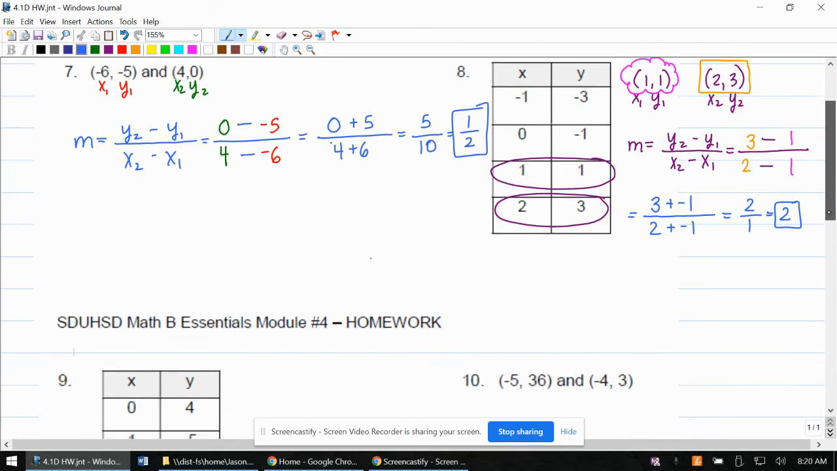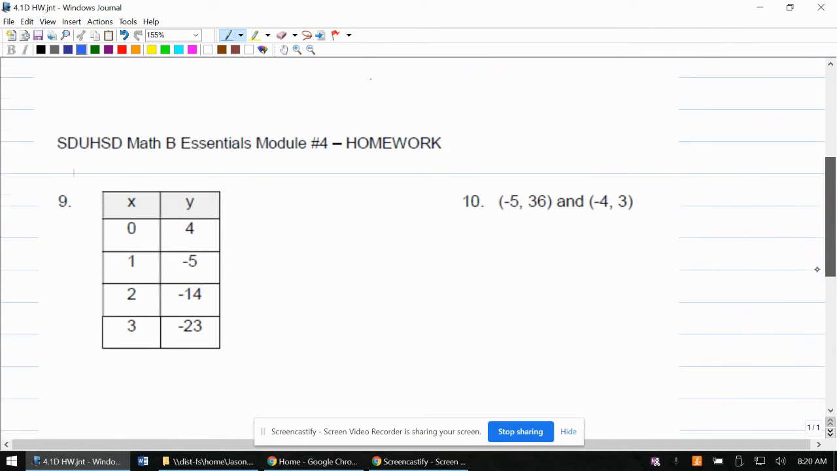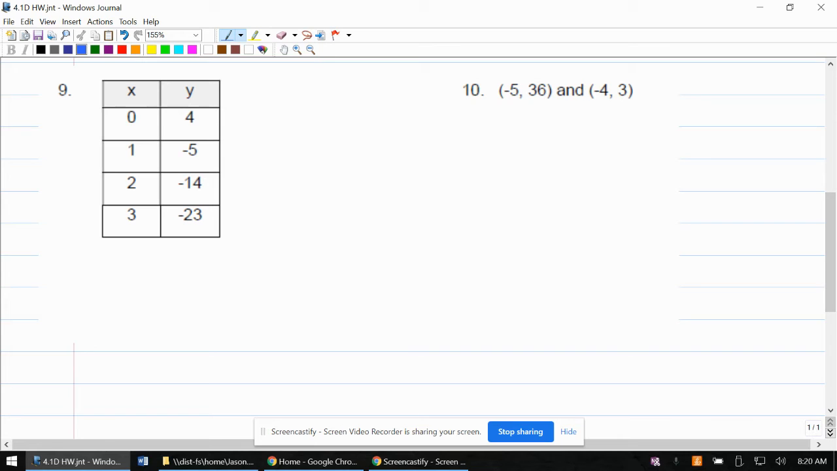We get a good side-by-side comparison on 7 and 8. Again, feel free to pause the video, but we're going to go on to 9 and 10 if you're ready. With the table, we're going to pick 2 points. We can pick any 2. We could pick the top 2. We could pick the middle 2. We could pick 2 points on different ends. I'm going to choose the top 2.